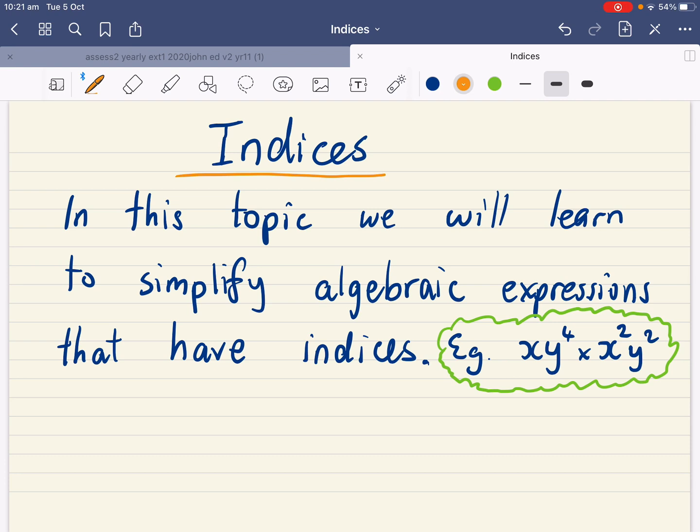In this topic, we will learn to simplify algebraic expressions that have indices. And there's an example of a typical sort of question that we will learn to simplify in this topic. And yeah, so you heard that algebra word. Absolutely, indices is an algebra topic, but let me assure you, it is a very simple, very easy one.